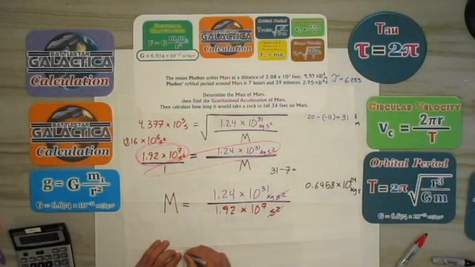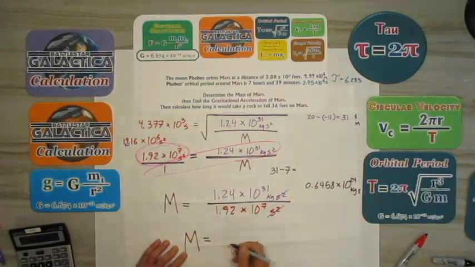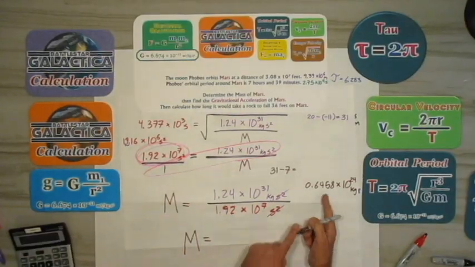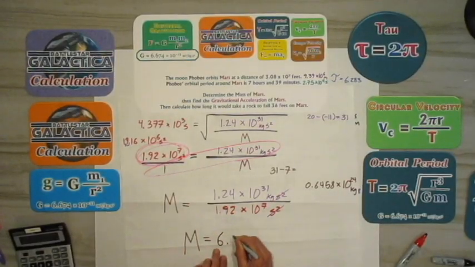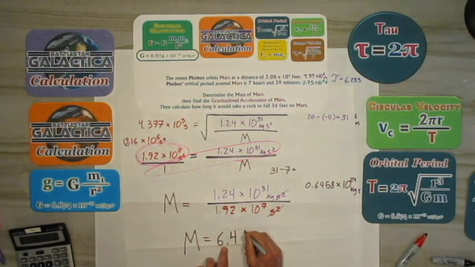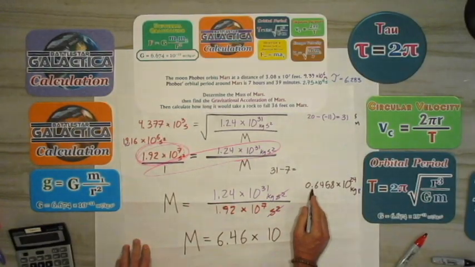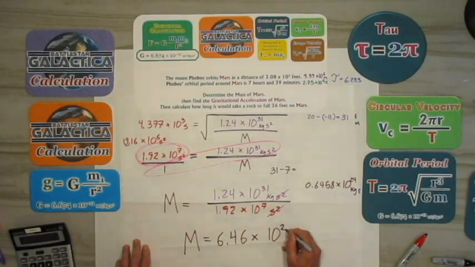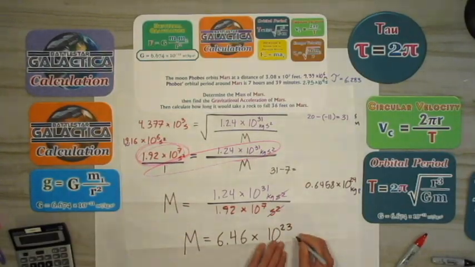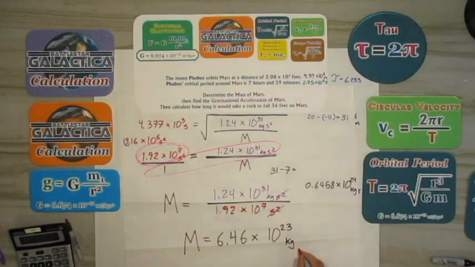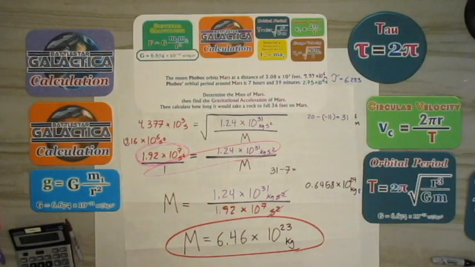So now I'm going to put that here as my final answer for this one. I'm going to put it in proper scientific notation. 6.46, I'm rounding to the hundredths place, as I typically do, times 10. If it goes back that way, so if this was 24th, that would be 23rd, and the unit would be kilograms. So that is the mass of the planet Mars. I could even write sub M or sub Mars here if you want. That's the mass of Mars.